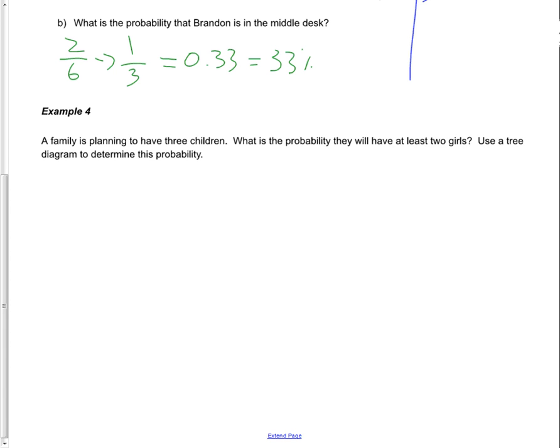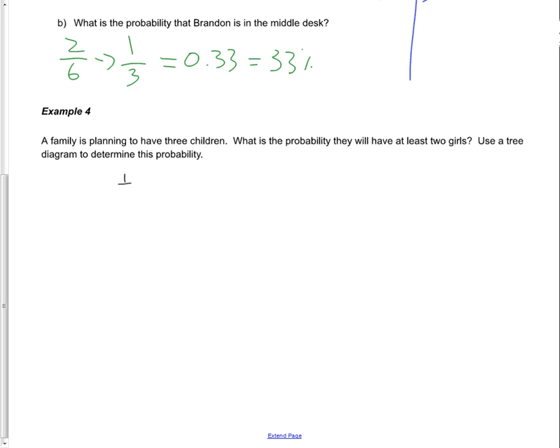The last example with theoretical probability that I want to do takes a look at a family that's planning to have 3 kids. We want to figure out the probability that they're going to have at least 2 girls. So we're going to use a tree diagram to determine this probability. There are actually 3 outcomes.